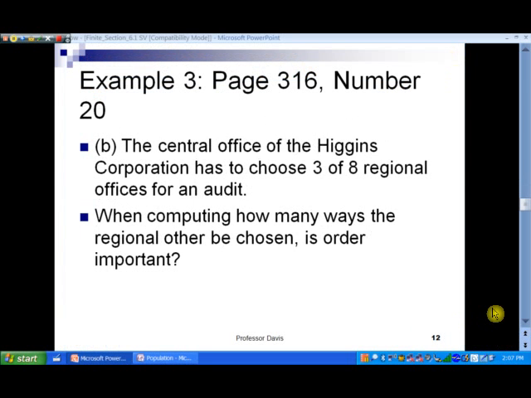All right. So that's part A. Now in slide number 12, let's take a look at part B here. It says the central office at Higgins Corporation has to choose 3 of 8 regional offices for an audit. When computing how many ways the regional offices can be chosen, is order important?